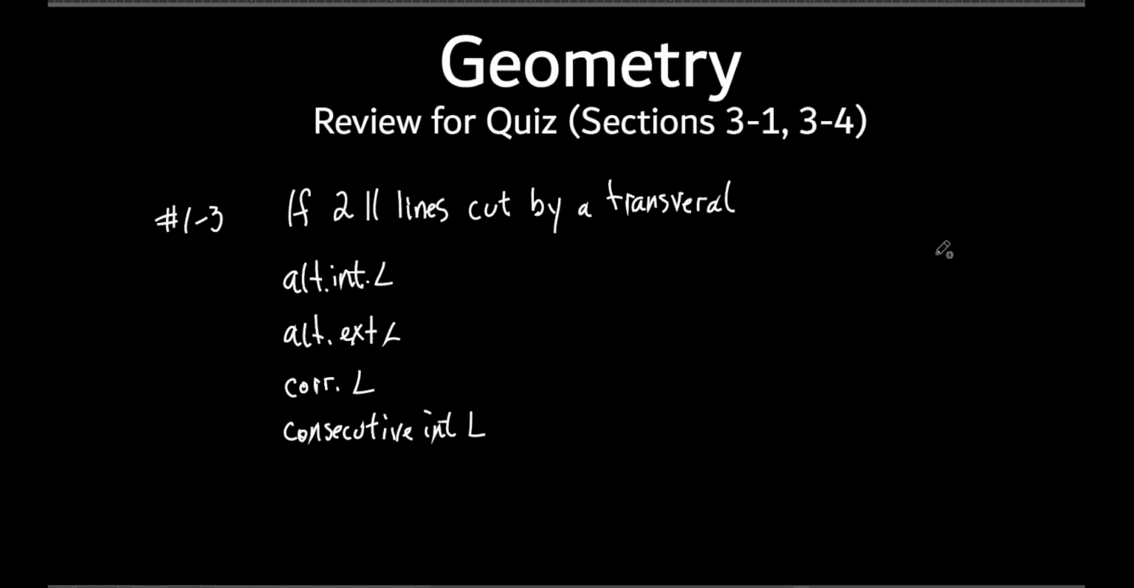So what do we know? If two parallel lines, so here's our situation. I don't draw this picture on the quiz. I just say if two parallel lines are cut by a transversal, then the alternate interior angles are blank. The alternate exterior angles are blank. Corresponding angles are blank, and so forth, okay?